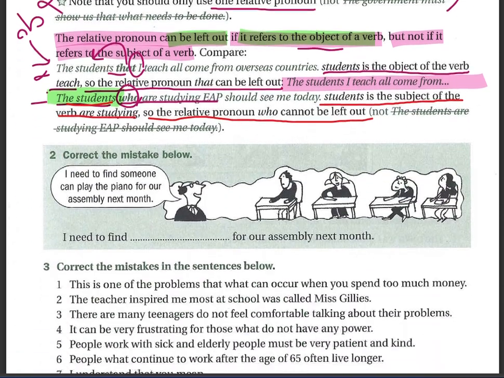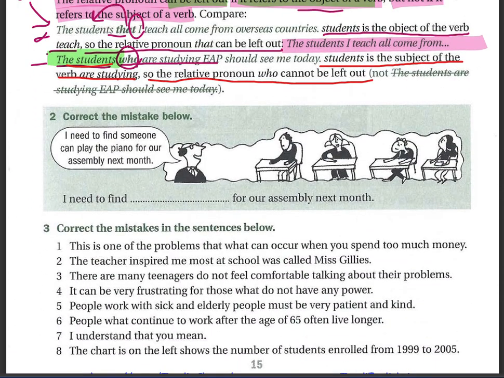Very well. Now look at the exercises here. 2. Correct the mistake below. I need to find someone can play the piano for our assembly next month. I need to find and play. What do you think? That's great. We should use who. I need to find someone who can play the piano for our assembly next month.